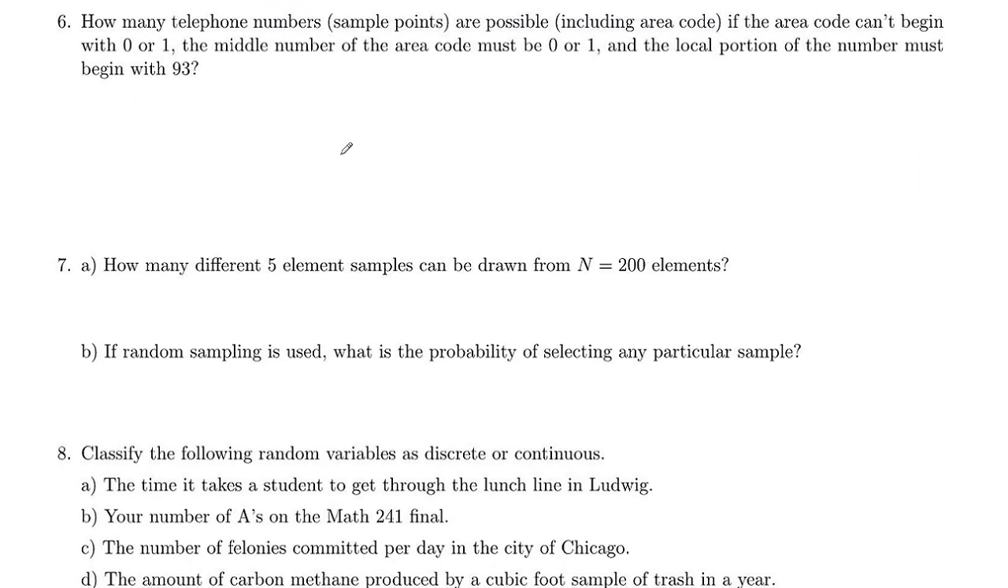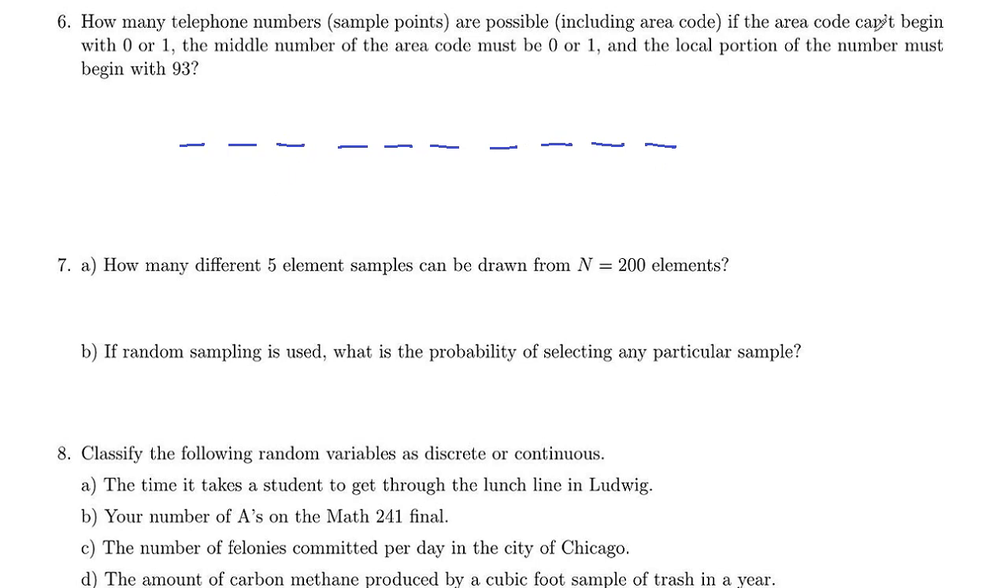Next up, we are counting some sample points here. How many telephone numbers are possible, including our area code? The area code can't begin with a 0 or 1, the middle number of the area code must be 0 or 1, and the local portion has to start with 93. Well, we can do counting with slots here. We've got our area code, which is 3 digits, then the first 3 local digits, and then the last 4 local digits. So we put the number of possibilities for each step.